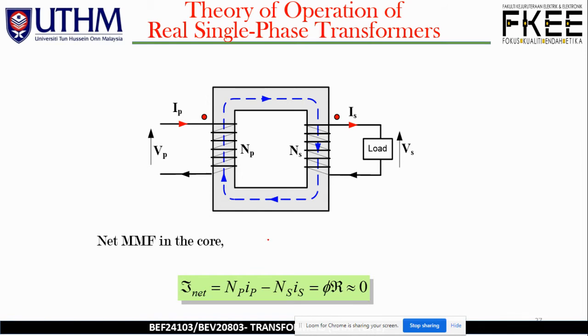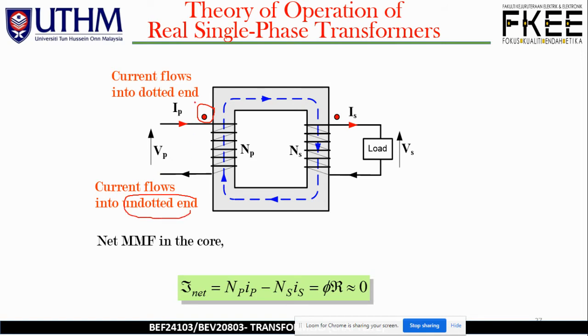The current flows into the dotted end over here. This is what it means by this symbol, the red dotted end. And then current flows into the undotted end, this part representing here, and this represents here, as well as this symbol and this symbol. This means we have two sides of the transformer where current flows into the dotted end and current flows into the undotted end.